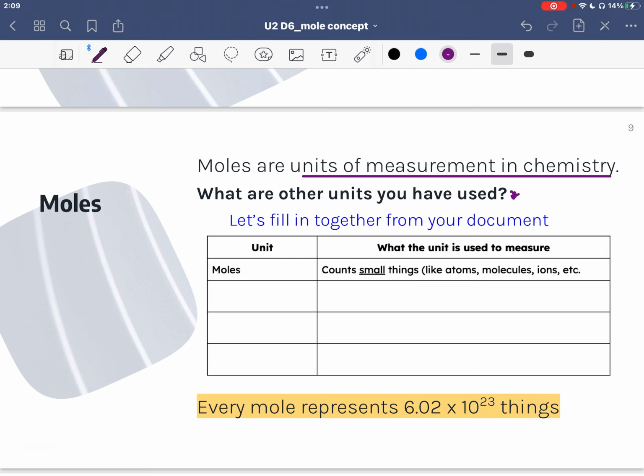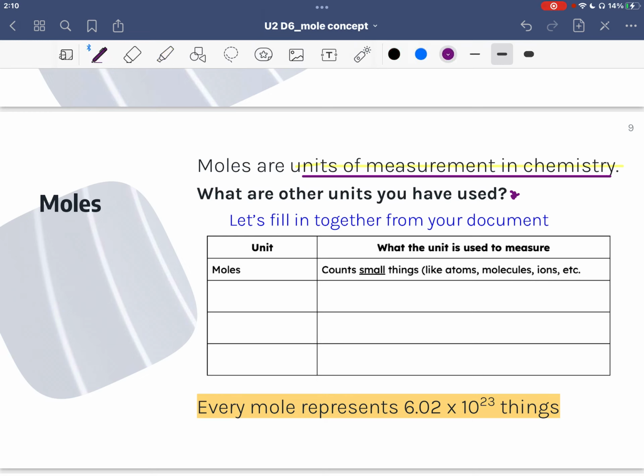Moles are units of measurement in chemistry. I'm going to ask you to pause the video for a second and try to think of some other units of measurement that you have already seen in chemistry class. I'm just going to keep moving, but you should pause and think of some of your own ideas here.